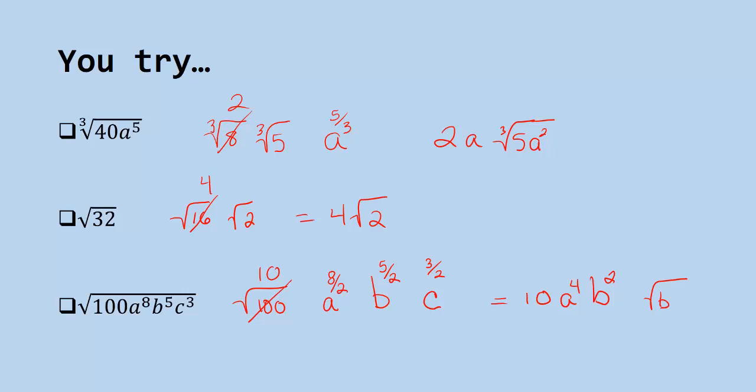Looking at C, 2 goes into 3 one time, so 1C comes out. There's a remainder of 1, so 1C is left over. And there is our complete answer. 10 a to the 4th b squared c square root bc.